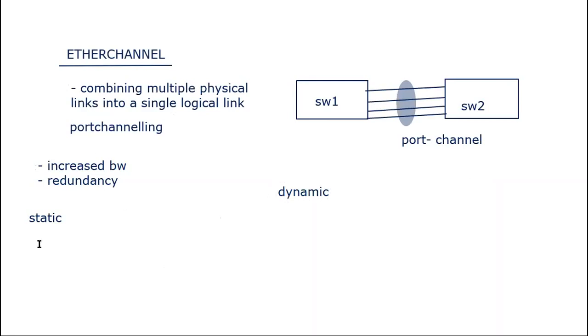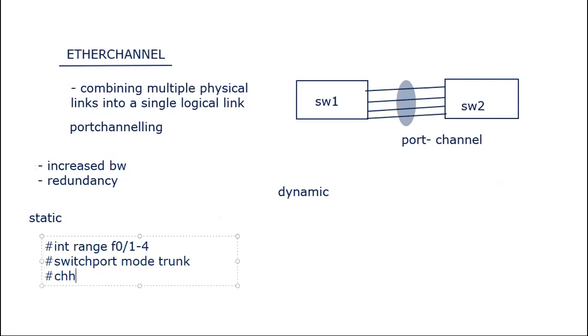For static, what we do is we go to the interface. So interface, let's say a range. Suppose these interfaces are FastEthernet 0/1 to 4. We can take interface range FastEthernet 0/1 to 4. First of all, they should be trunk because it's a switch to switch connection. So make them trunk, either static or dynamic, whatever. Let's take static, switchport mode trunk.